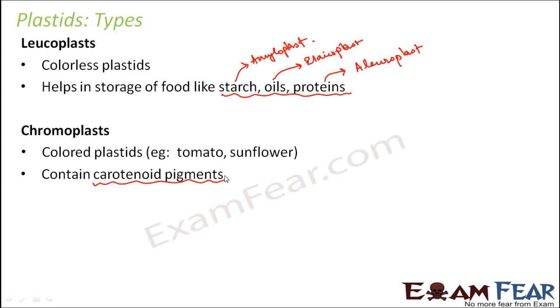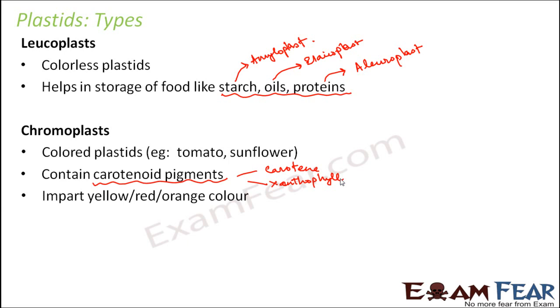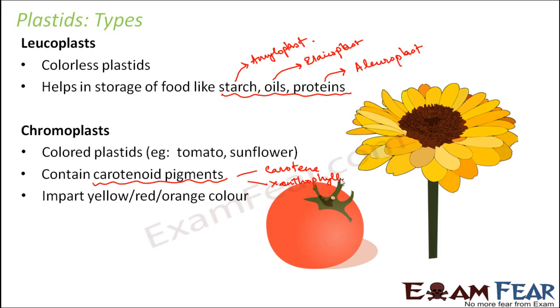Some examples of carotenoid pigments are carotene and xanthophyll. These are examples of carotenoid pigments. From these pigments, carotenoid, the vegetable carrot got its name. So it imparts yellow, red or orange color. So look at these examples of a sunflower or a tomato. They get their colors from these carotenoid pigments.